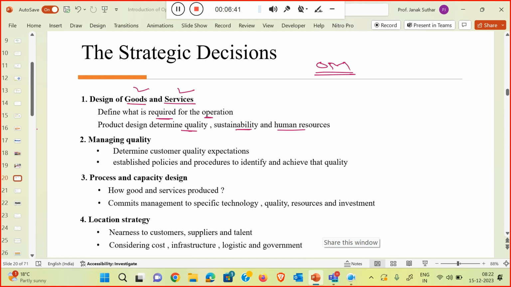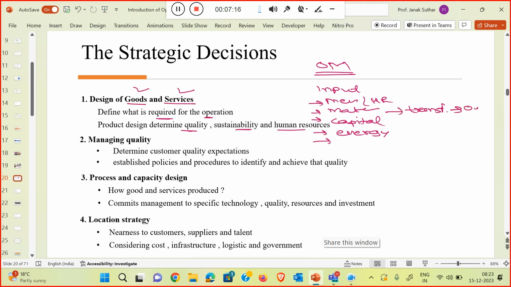When we talk about operations management, again there is the input, and the inputs I already discussed: man, as well as material, and the next point is capital, as well as you can consider energy. So these are the inputs. Human resource is already done, that is man, and HR you can also write as human resource. Now some transformation process will be done, and you will get the output, and that output is nothing but always goods and services.